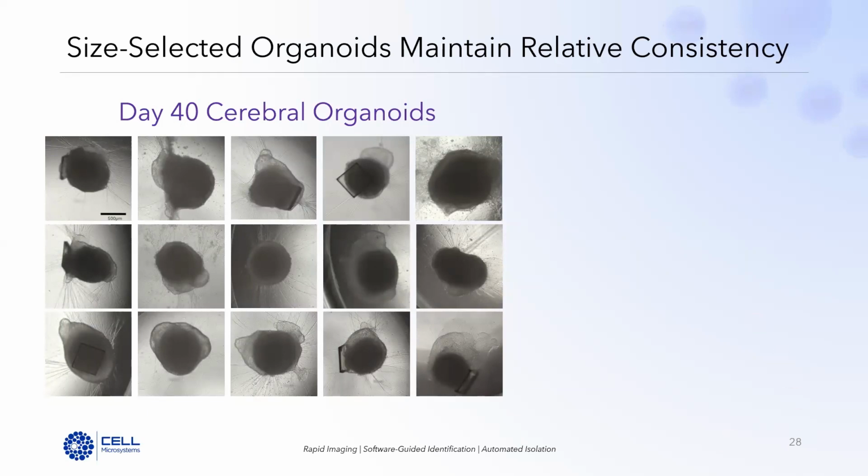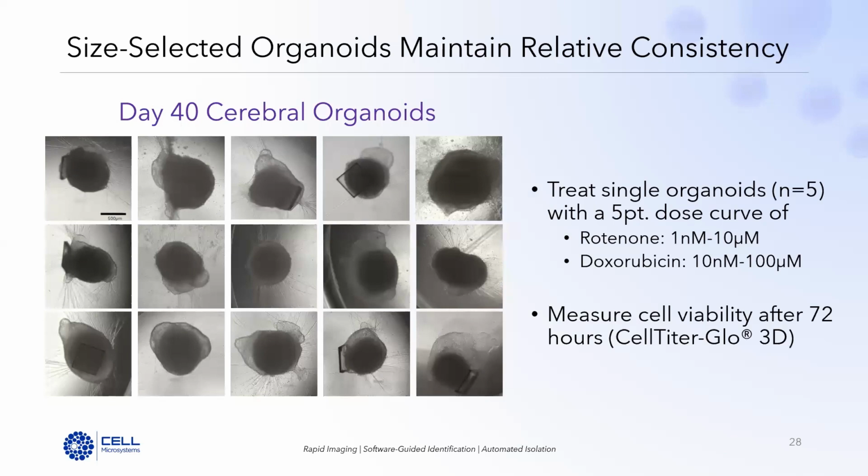So then on day 43, we treat those single organoids with a 5-point dose curve of our toxicants. For rotenone, we used a dosing range from 1 nanomolar to 10 micromolar, and for doxorubicin, 10 nanomolar to 100 micromolar. And then after 72 hours of exposure to these toxicants, we used 3D CellTiter-Glo to measure cell viability for our downstream assay.